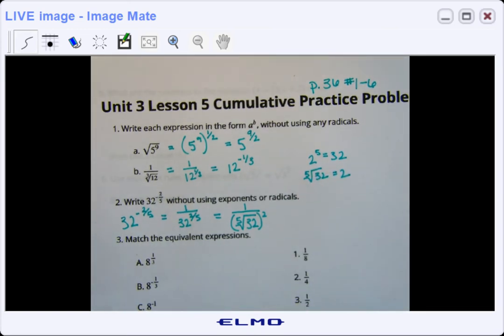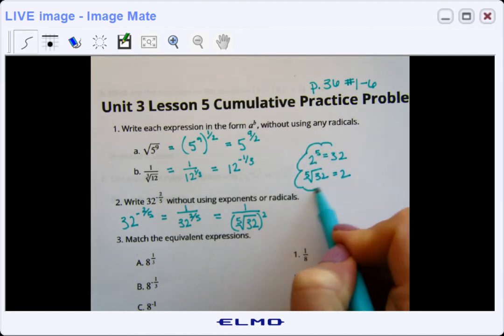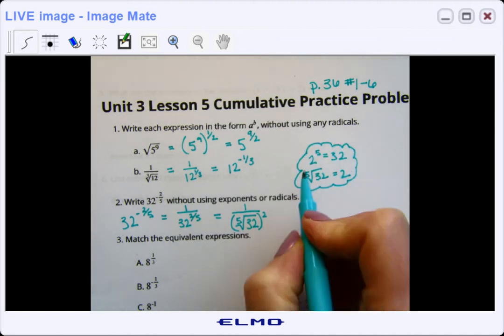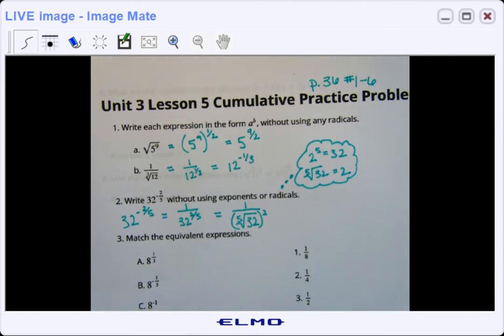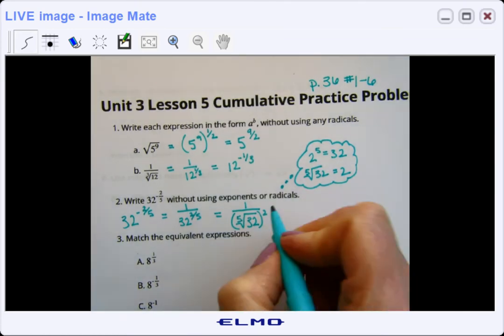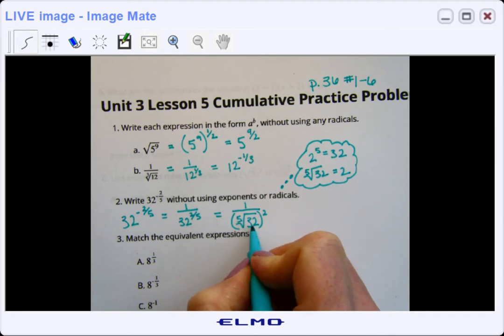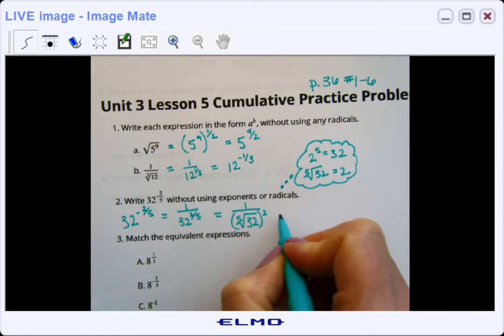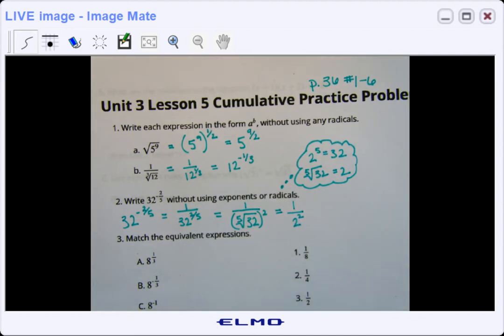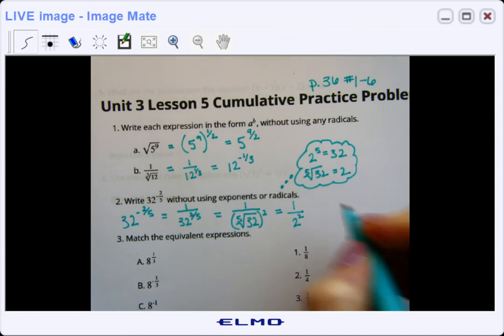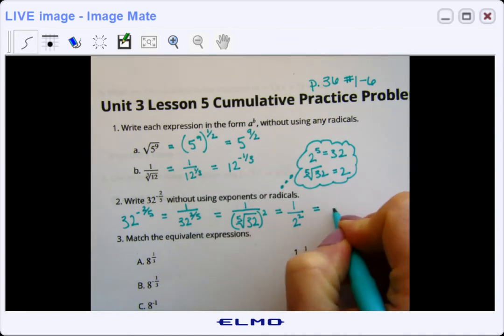Again, if you know some of these powers of some of the lower numbers, especially 2 and 3, that's really helpful in simplifying problems like this. So I can rewrite the fifth root of 32 as just a 2. So this is equal to 1 over 2 to the second. And finally, 2 to the second is equal to 4. So the final answer on number 2 is 1/4.